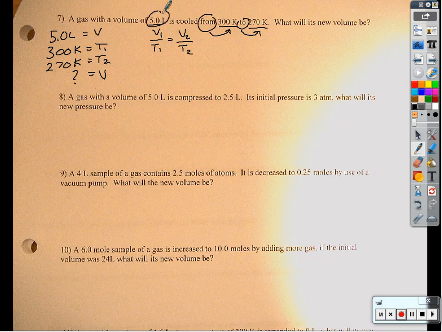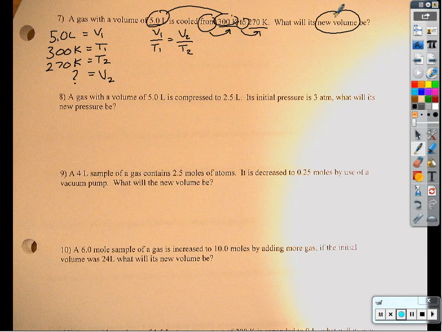These numbers are interrelated. The gas has a volume of 5 liters. It's heated from this to this. It implies that this is V1, or given, and we're looking for V2. It does over here confirm that by saying new volume.